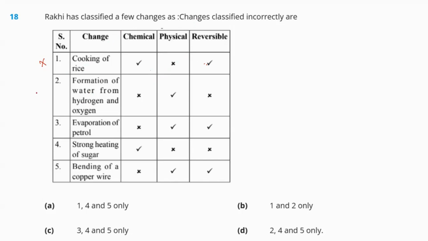It is a physical change? No, this is a chemical change. Evaporation of petrol, physical and reversible. Yes. Strong heating of sugar, it is chemical change. Yes. Bending of copper wire is physical and reversible. Yes. So our answer will be option number 1 and 2.